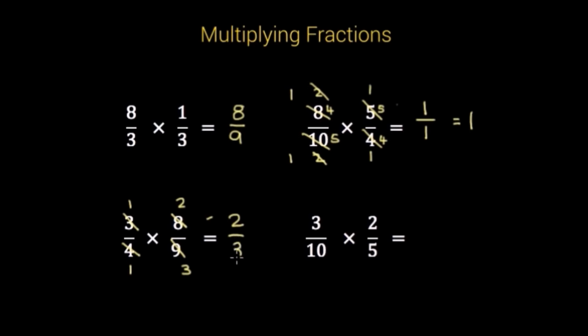Notice we could have just said the answer would have been 3 times 8, which is 24, over 4 times 9, which is 36, and then simplified the fraction after multiplying, but it's far easier to simplify before multiplying. If we look at the last one, there is only one common factor, which is the 2. 2 into 2 goes once, we put a 1 above the 2, and 2 into 10 goes 5, so we put a 5 below the 10. And the fraction, when we multiply them together, we get 3 times 1, which is 3, and 5 times 5, which is 25.